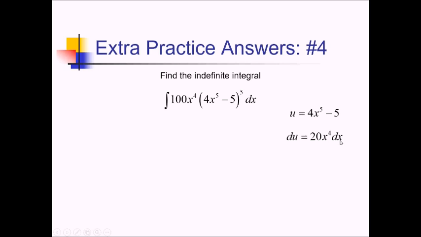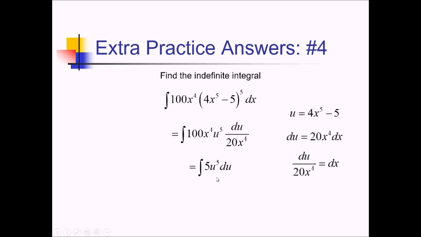So we can say dx is really just du over 20x to the 4th. Plugging back in here, this is going to be 100x to the 4th times u to the 5th, and then dx is really du over 20x to the 4th. The x to the 4ths are going to cancel. 100 over 20 gives us a 5 to go with our u to the 5th and our du.